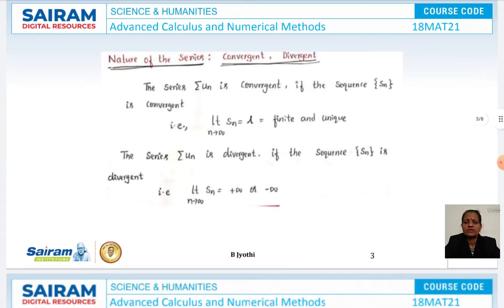Now, what is the nature of the series? We have two types of series. One is the convergent series, another one is a divergent series. The series is convergent if the sequence Sn is convergent, that is, limit of Sn is equal to L is finite and unique. The series Un is divergent if the sequence Sn is divergent, that is, limit of Sn is equal to plus infinity or minus infinity.